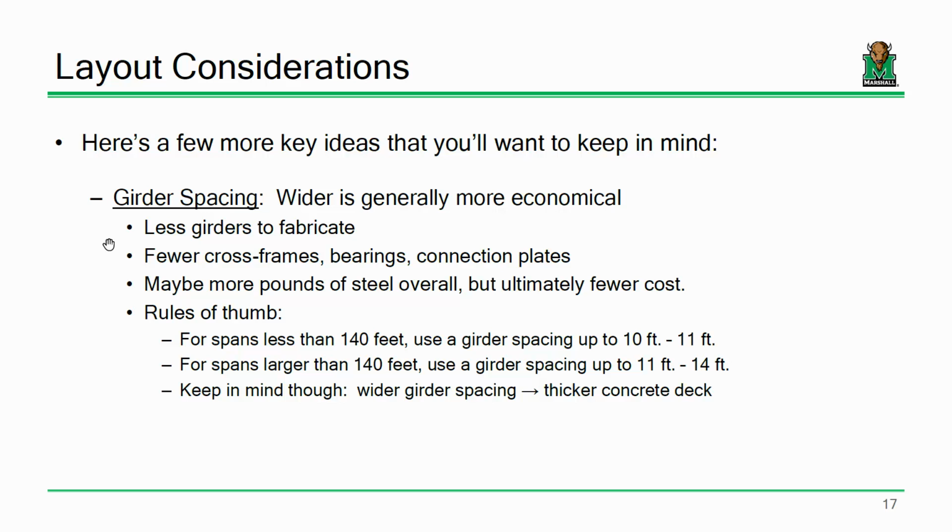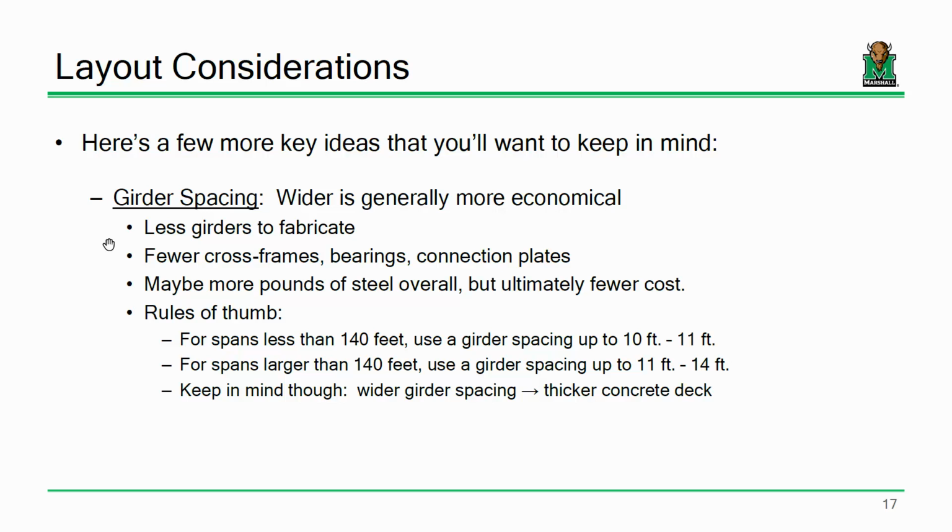The reason why is, granted, each girder is going to be heavier. If you use fewer beams, those beams need to be bigger. But that means that there are fewer girders to fabricate. You only have to fabricate 4 of them instead of fabricating 5 of them. And if you have fewer girders, you have, let's say, fewer cross frames in between those girders.